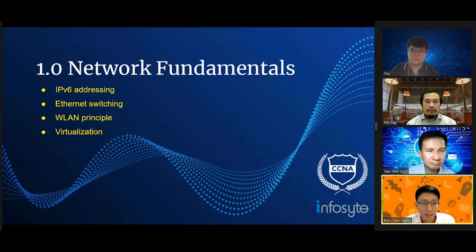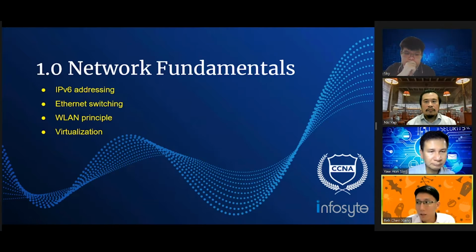So that's why in this CCNA we will go into the weaknesses of IPv4, and then what other improvements we have made in IPv6. Of course, we also will learn how we can implement IPv6 addresses in today's network.